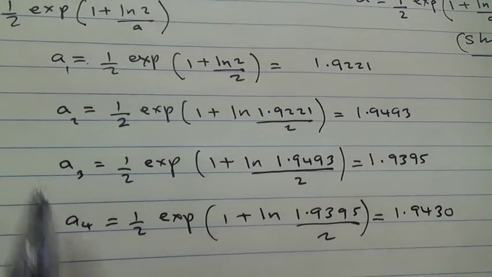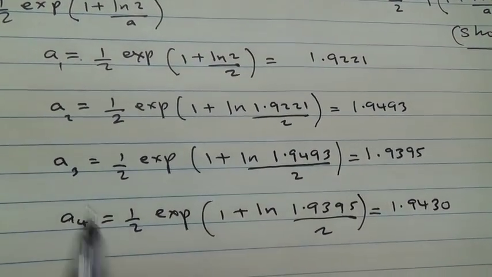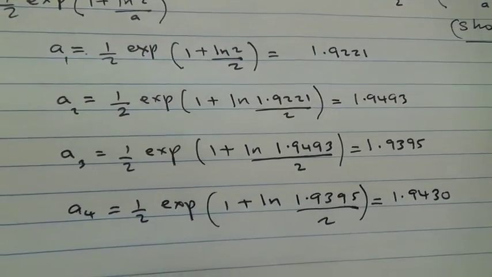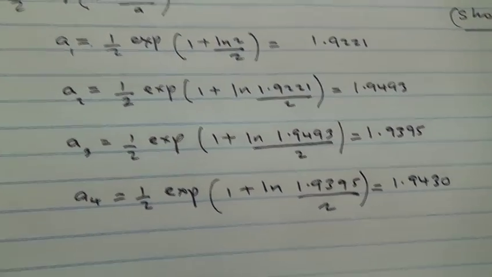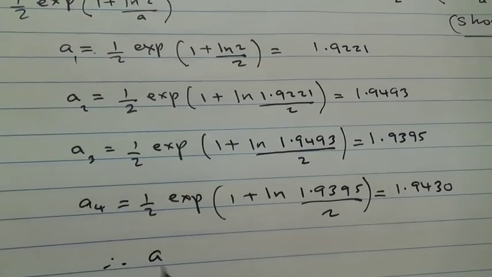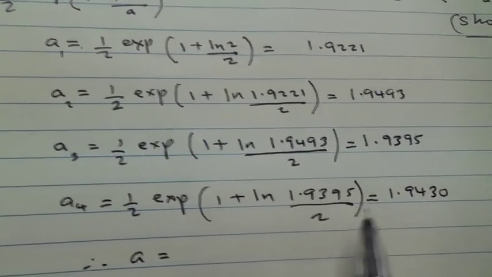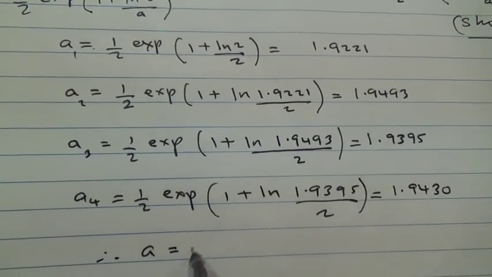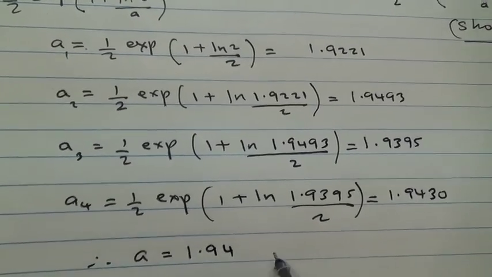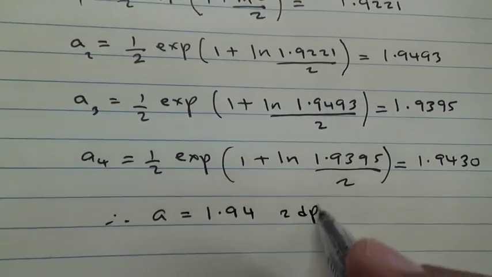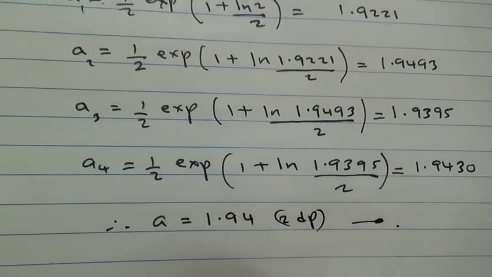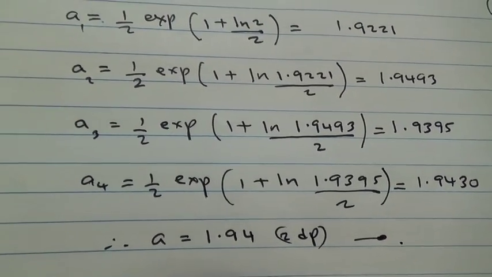I think there's a sufficient amount of iteration here, and it all is going to converge to, if I'm going to say a is equal to 2 decimal places, 1.94. Isn't it? Here we are, 2 decimal places. That's going to be the value of a. So 9 marks for you.